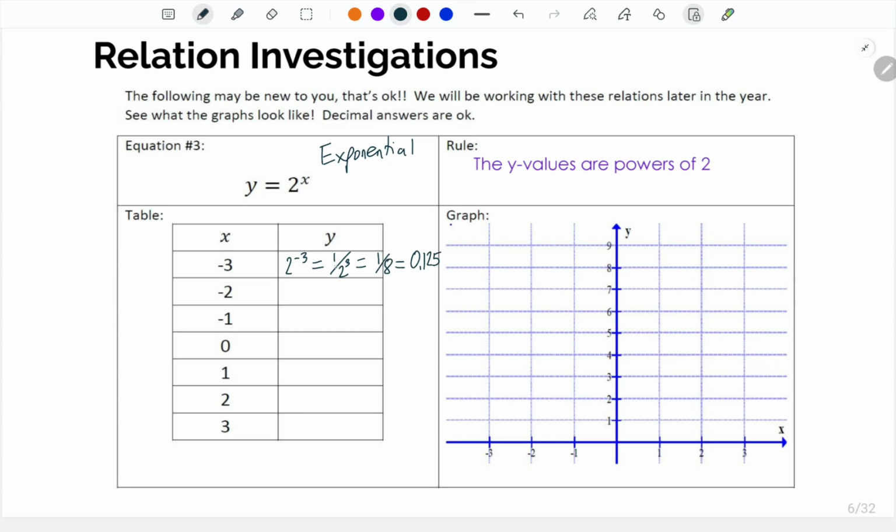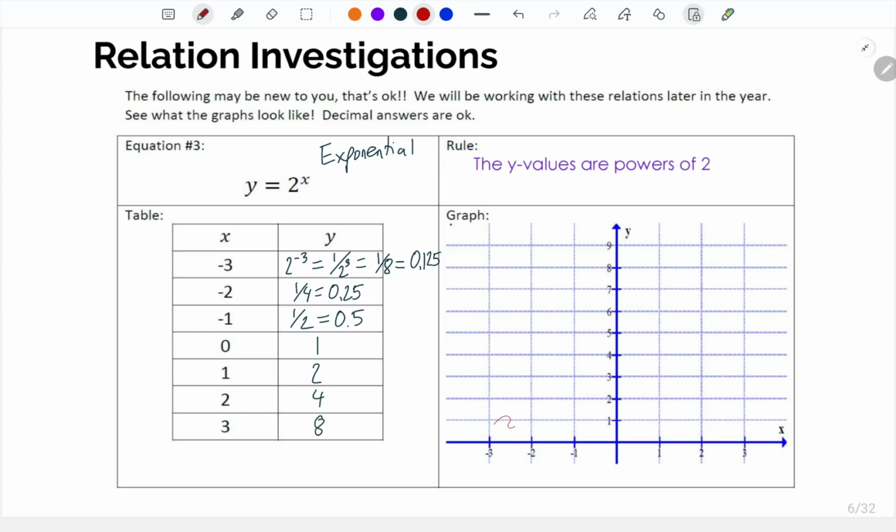And so let's continue. 2 to the negative 2 is 1/4, which is just 0.25. 2 to the negative 1 is 1/2, which is 0.5. 2 to the 0, be careful of that. Anything to the power of 0 is actually equal to 1. And then 2 to the 1 is 2, 2 squared is 4, and 2 cubed is 8.